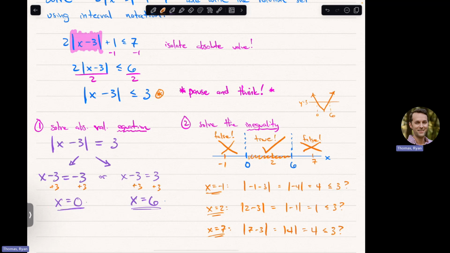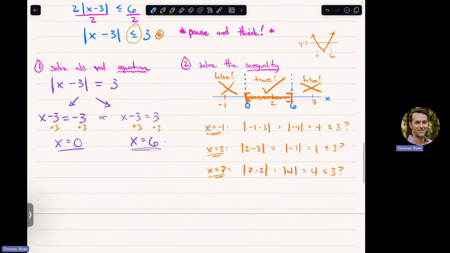So my solution set then, when this inequality is true, is, because it's less than or equal to, the endpoints are included. And then everything between 0 and 6. The solution set looks like that then. In interval notation, that would be 0 to 6 with brackets to show that it's a closed interval, or the endpoints are included.